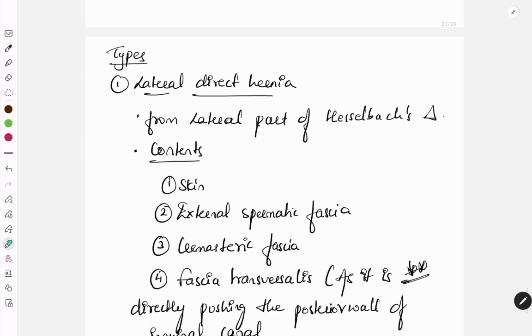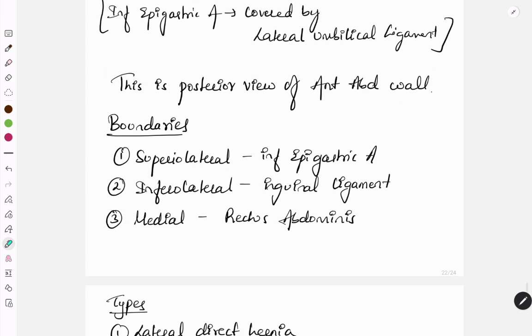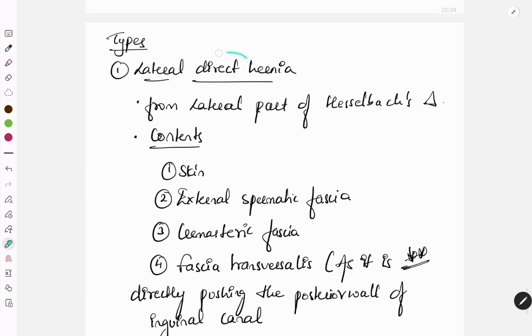Okay, so now we are looking into the types of direct hernia. As I told you, this entire thing is a Hasselbalch's triangle. It is divided into two parts with the help of the median umbilical ligament. This is the lateral part and this is the medial part. So therefore we have two types of direct hernia. The first one is the lateral direct hernia.